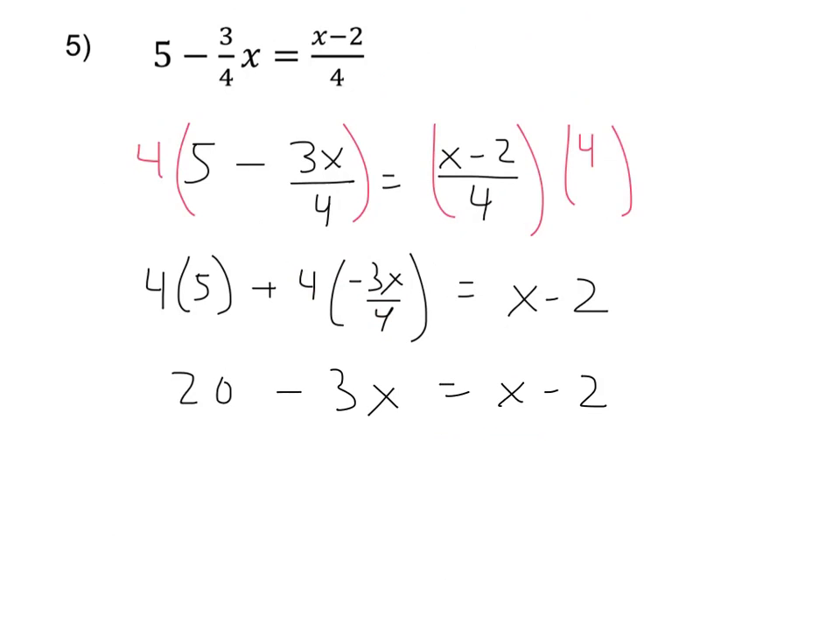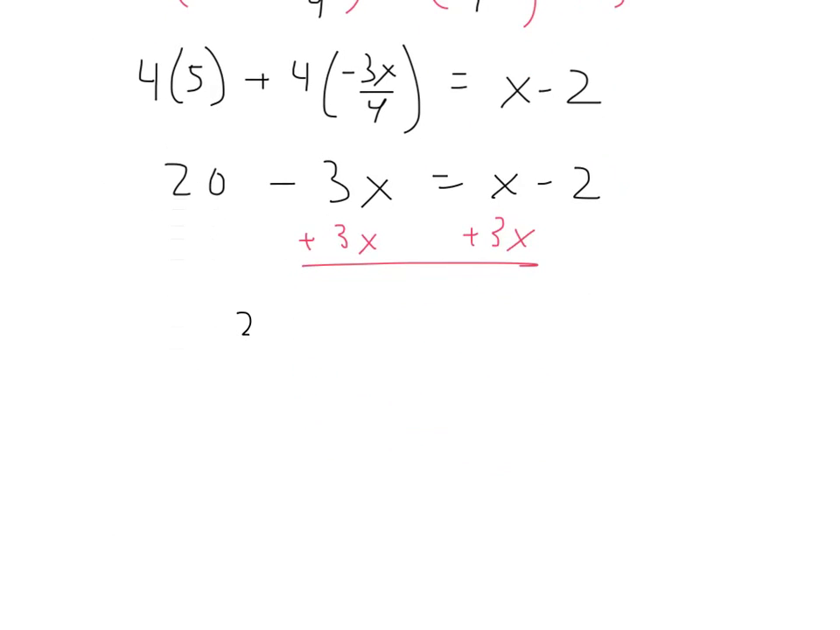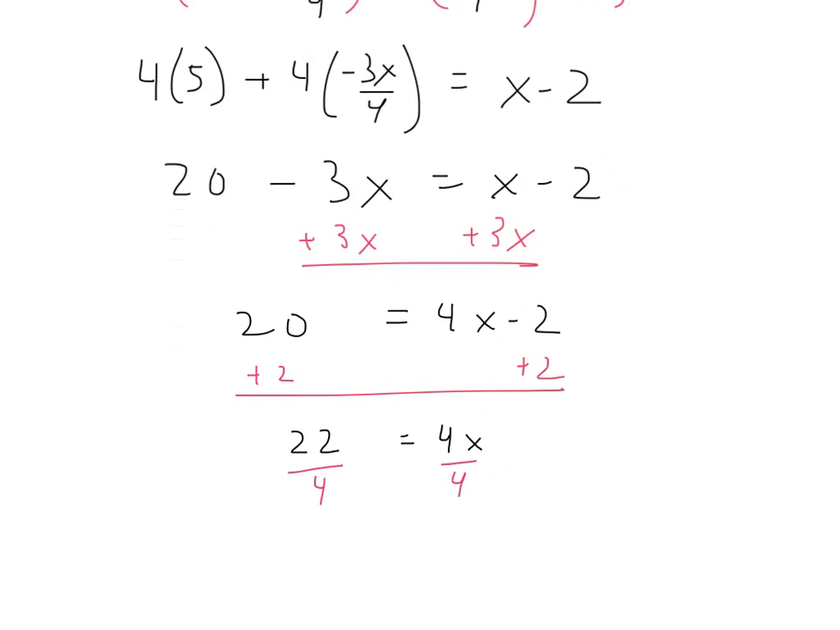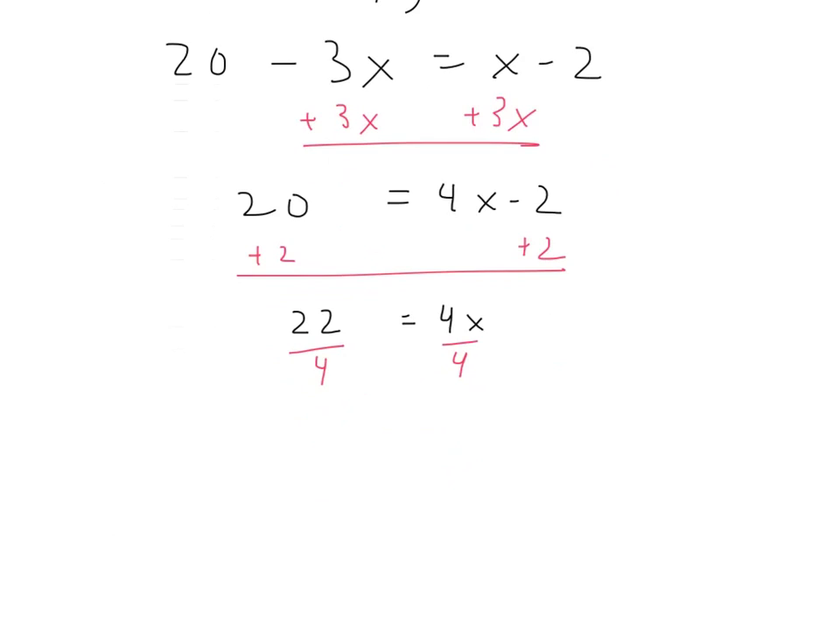So now, no more fractions. Let's go ahead and finish this. I'm going to add 3x to both sides. Let's get more room. So we have 20 equals 4x minus 2. And then if I add 2 to both sides, I would have 22 equals 4x. Now to get x by itself, let's divide both sides by 4. And I would have x is equal to 22 fourths, which reduces to 11 halves. So there's our answer.